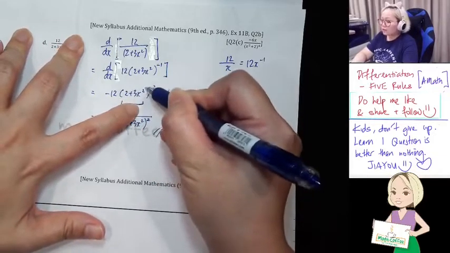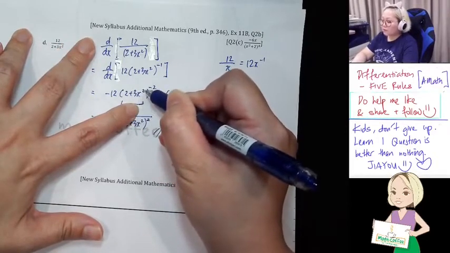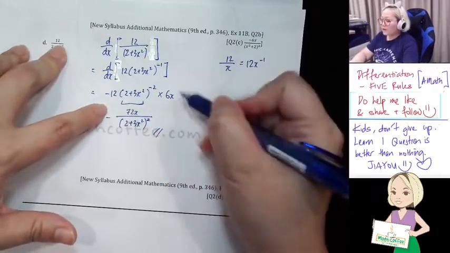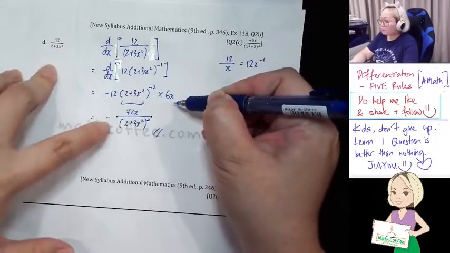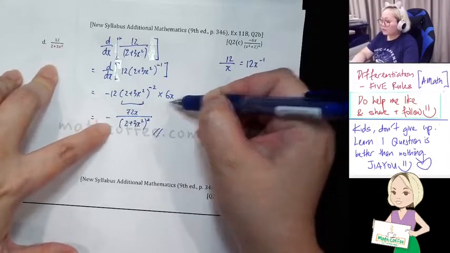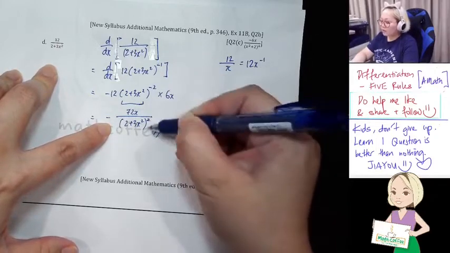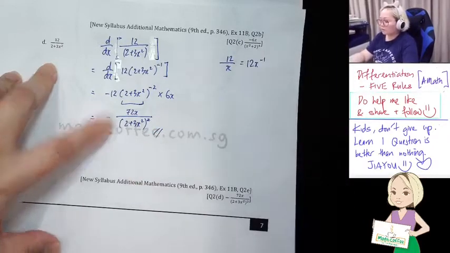Differentiating positive 3x squared is just 2 bring down, 2 times 3x to the power minus 1, so it's 6x. Then minus 12 times 6x is negative 72x. The negative is here, and 72x I put at the numerator. Because this one is minus 2, I know I need to bring it to the denominator as positive 2. That's all. All good.